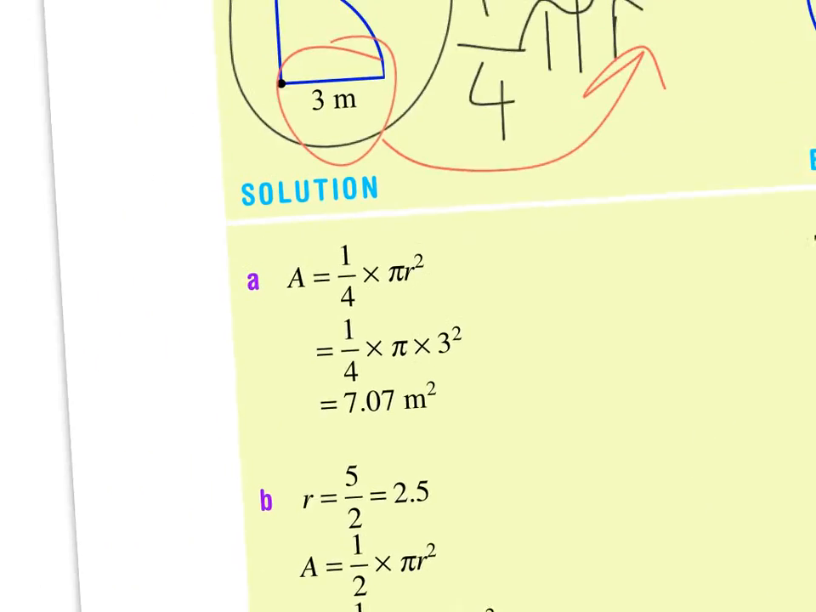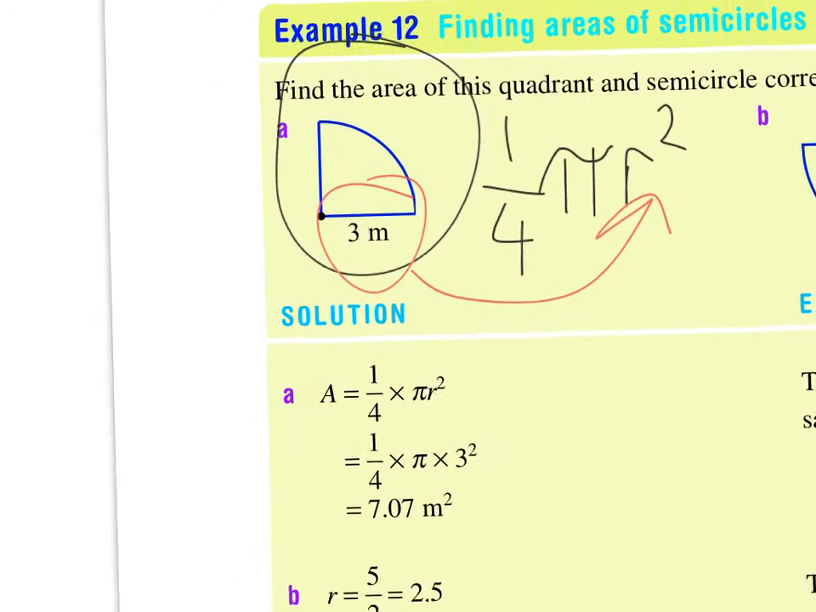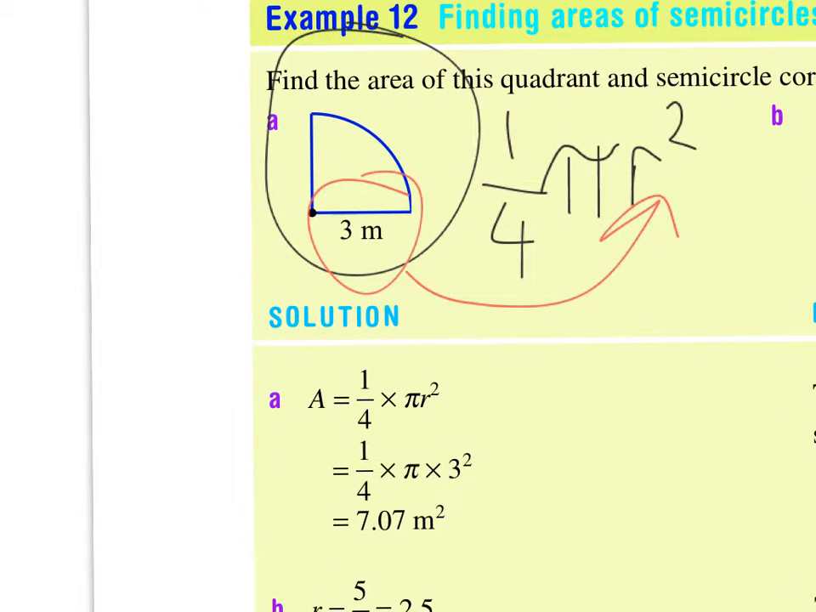So let's look at this one. So here we have area of our quadrant equals 1/4 times pi r squared. And remember our r is just here, which is 3. So 1/4 times pi times 3 squared, which gives us 7.07 metres squared.